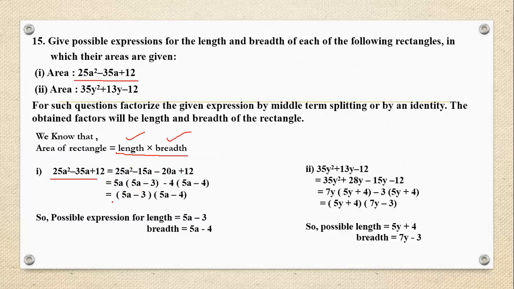So we have got the two factorized values here, 5a minus 3 and 5a minus 4. So we have got the possible length and breadth to be 5a minus 3 and 5a minus 4. Similarly, the second part has also been done, and the length and breadth we have got here are 5y plus 4 and 7y minus 3. To solve such questions, the middle term splitting identity is very important to understand. So you need to watch that video to clarify those concepts of middle term splitting.